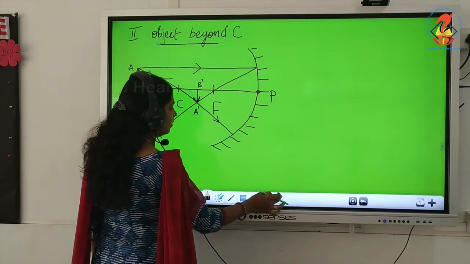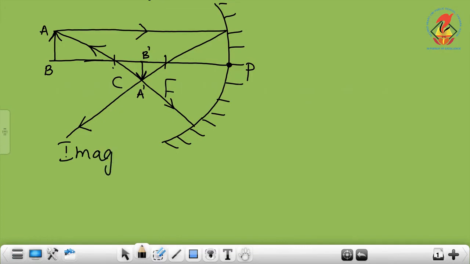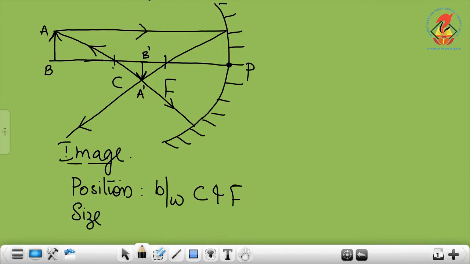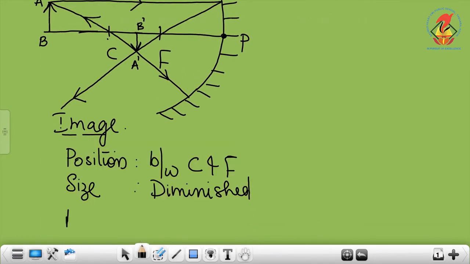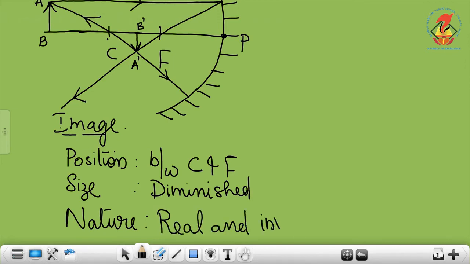So, we will write it like this: image position between C and F, size diminished, nature real and inverted.